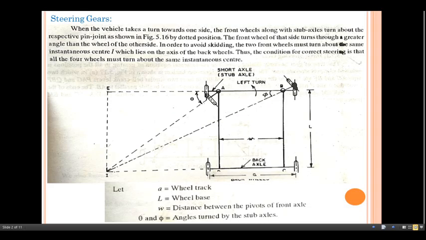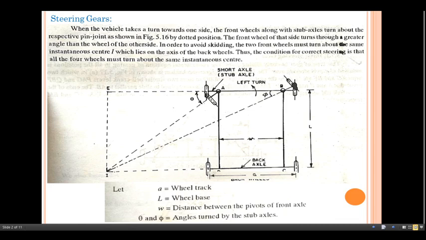So let us start. The mechanism which is used for changing the direction of two or more wheel axles so as to move the vehicle in the desired path is known as steering gear. When the vehicle takes a turn towards one side like this, the front wheels along the stub axles turn on the respective pin joints as shown in this figure. This is shown here by the dotted lines.